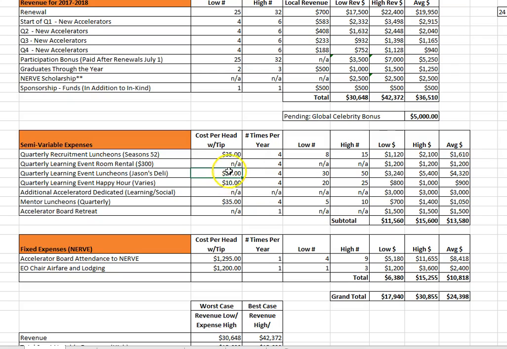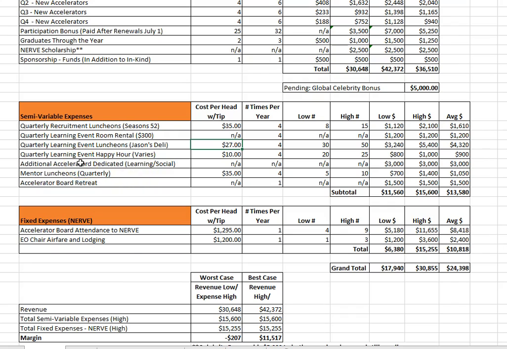For the luncheon, it's around $27 per head. I think we actually got it less than that at this point, as far as low and high number of people that attend the quarterly event, and then happy hour based on the number that come and attend afterwards. That's never usually been more than $400, but I like to err on the higher side.